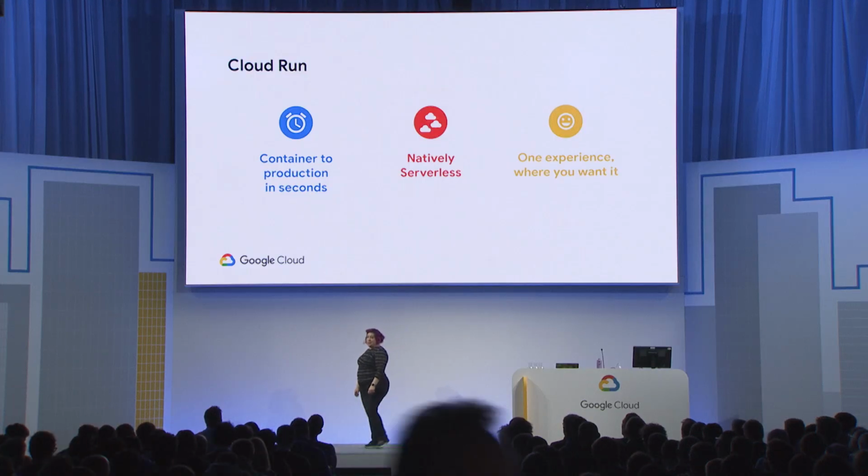So that's what you get with Cloud Run. Container to production in seconds. I have never seen a deployment that quickly, by the way, in any cloud product. I love that. It's natively serverless. You get a serverless developer experience when you use Cloud Run for Anthos. On the fully managed Cloud Run, no infrastructure at all. You run on Google's compute. We know how to do that. That's what we do well. And you get one experience where you want it.